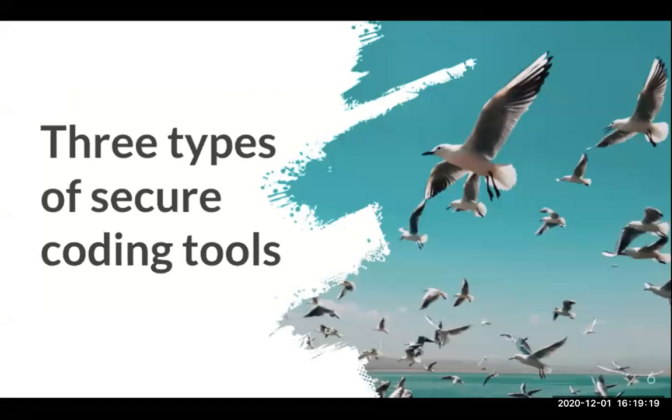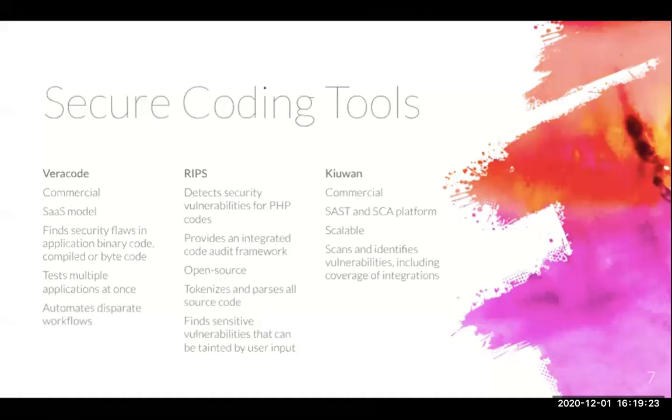Here we introduce three types of secure coding tools. The first one is VeriCode. It's a commercial tool which uses a SaaS model. It finds security flaws in application binary code, compiled or bytecode. It also tests multiple applications at once, which also automates disparate workflows.